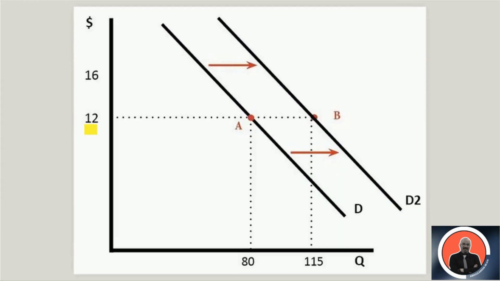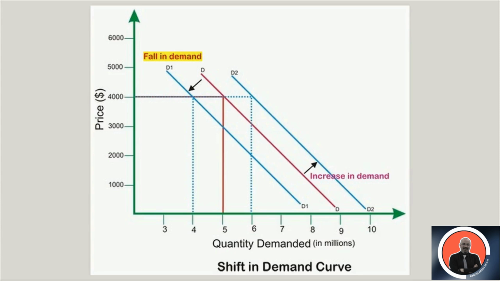Even with the price staying at $12, the whole demand line shifts to the right, showing that quantity jumped from 80 all the way to 115. The opposite happens if the flu season ends and summer begins. People buy less medicine at the same price, shifting the curve inward to the left because their circumstances have changed.